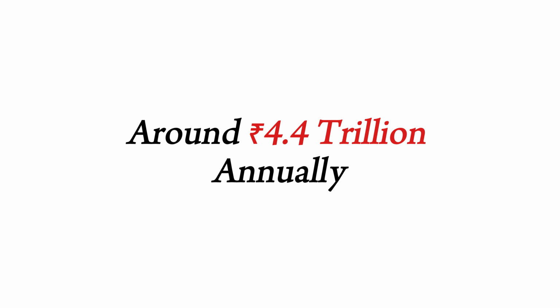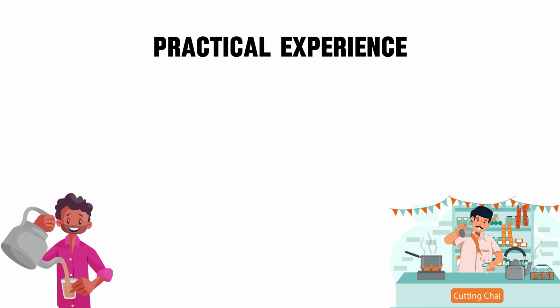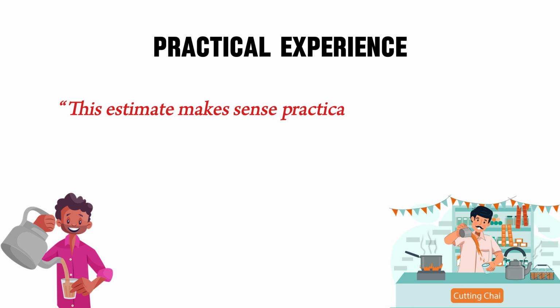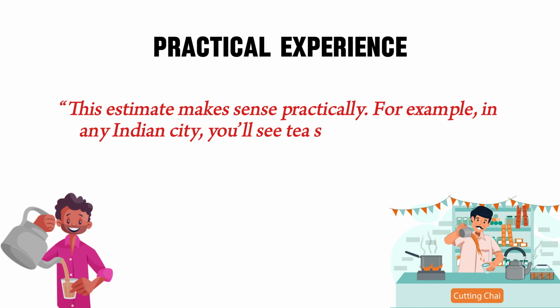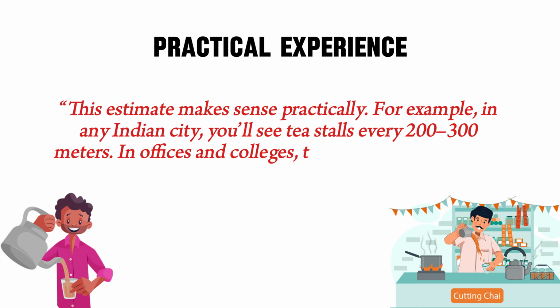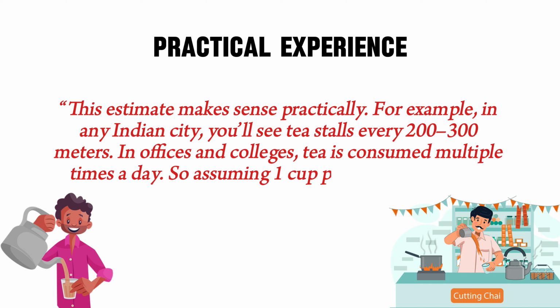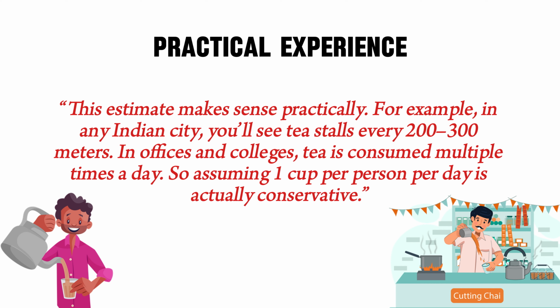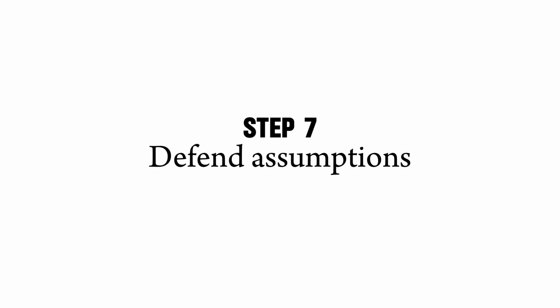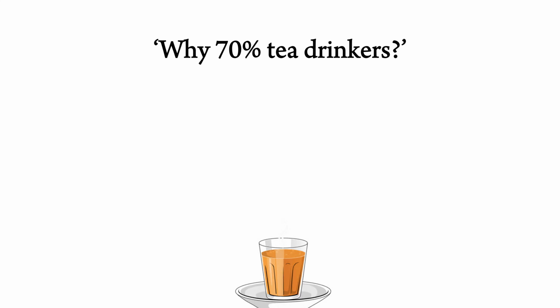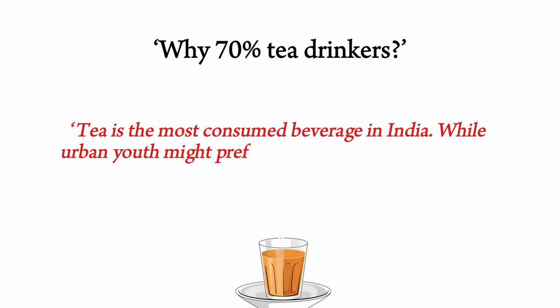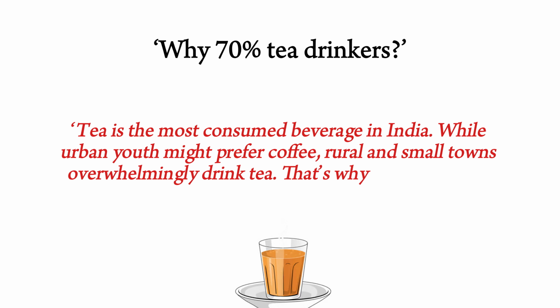That keeps things clean. I would explain to the interviewer that this estimate makes sense practically. For example, in an Indian city, you'll see tea stalls every 200 to 300 meters. In offices and colleges, tea is consumed multiple times a day. So, assuming 1 cup per person per day is actually conservative. If the interviewer asks why 70% tea drinkers, I'd say tea is the most consumed beverage in India. While urban youth might prefer coffee, rural and small towns overwhelmingly drink tea. That's why I picked 70%.